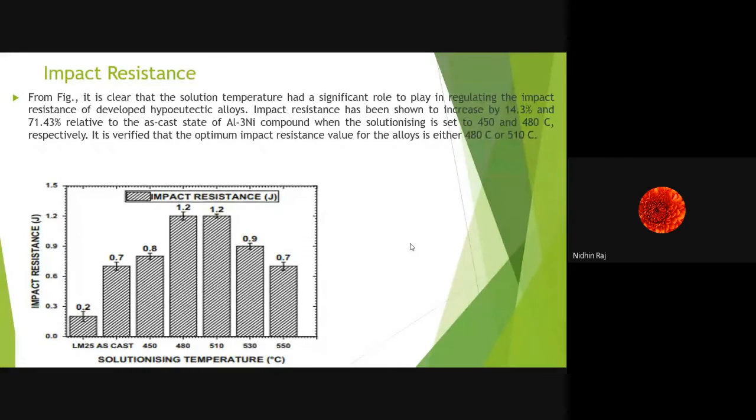It is clear from this figure that the solutionizing temperature has a significant role to play in regulating the impact resistance of the developed hypoeutectic alloys. The impact resistance has been shown to increase by 14.3% and 71.43% relative to the as-cast state of the aluminum 3 nickel compound when the solutionizing temperature is set to 450 and 480 degrees respectively. This increase in impact resistance is attributed to the development of the Al3Ni layer and the hardening of the precipitation. Further, the decrease in impact resistance value is due to the reduction of vacancies resulting in the development of fewer aluminum nickel precipitates.